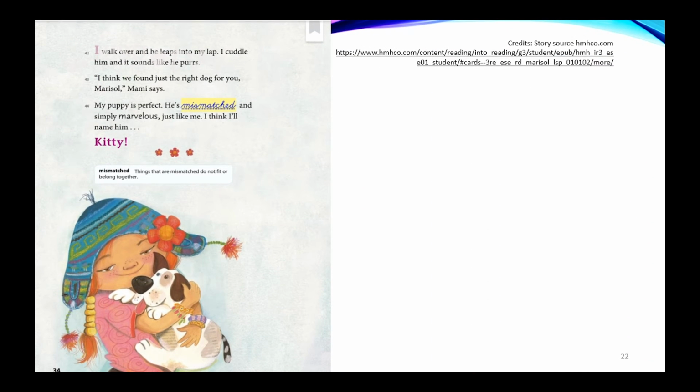I walk over and he leaps into my lap. I cuddle him and it sounds like he purrs. I think we found just the right dog for you, Marisol, Mommy says. My puppy is perfect. He's mismatched and simply marvelous, just like me. I think I'll name him Kitty.